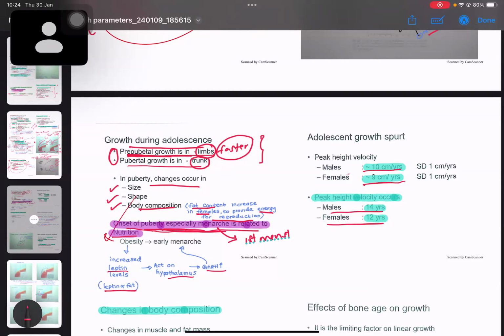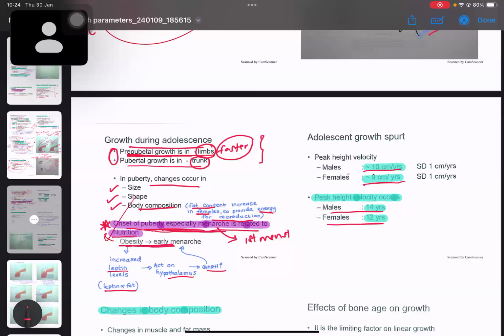Onset of puberty, especially menarche, is related to nutrition. So nutrition is the main determinant for the onset of puberty. It means onset of menarche. If the child is taking more and more fat during childhood, she will attain menarche at an early stage. If the fat content is less, and the child is taking only nutritious food or proteins or less nutritious food, it will be delayed. So the onset of puberty, especially the menarche, is related to nutrition. These are MCQ points. And obesity will lead to early menarche.